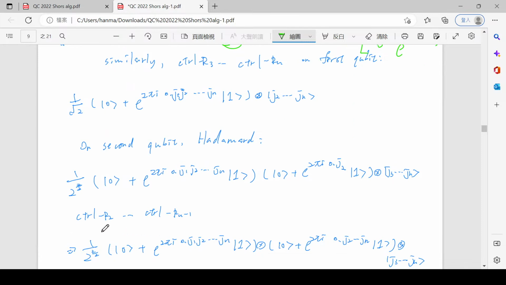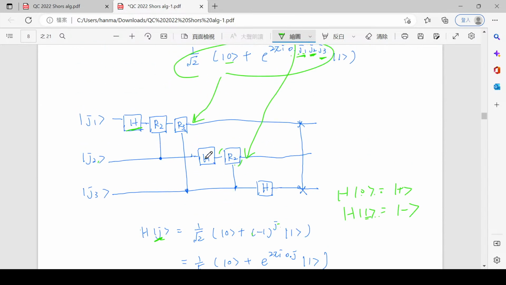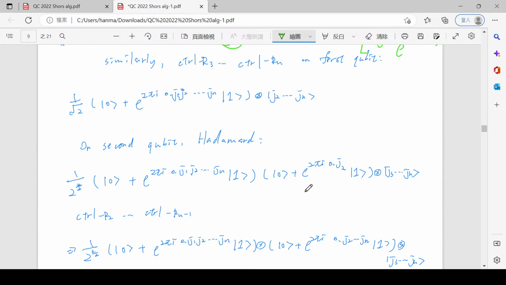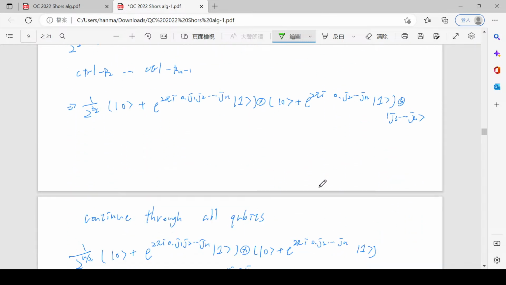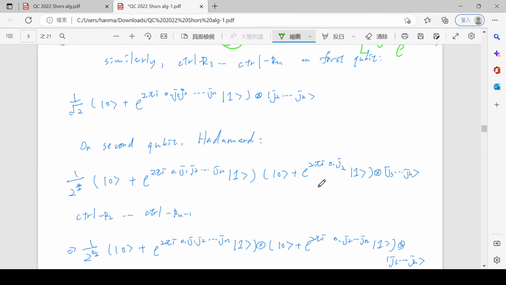Okay. And then the second qubit is a similar thing. First you do the Hadamard, it will give you this 0.J2. So sorry, 0.J2. So on the second qubit, the Hadamard turns you into this (|0> plus |1>) and another factor of 1 over square root 2 and 0.J2. And all the controls will add J3, J4 all the way to Jn like here.